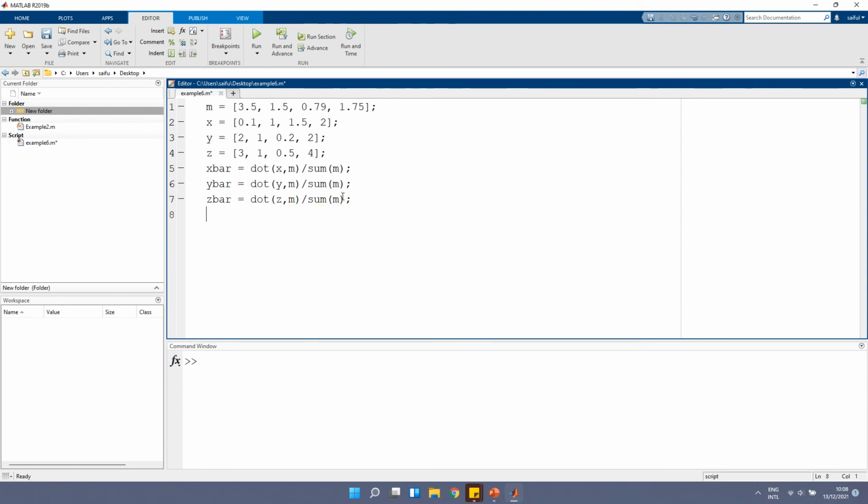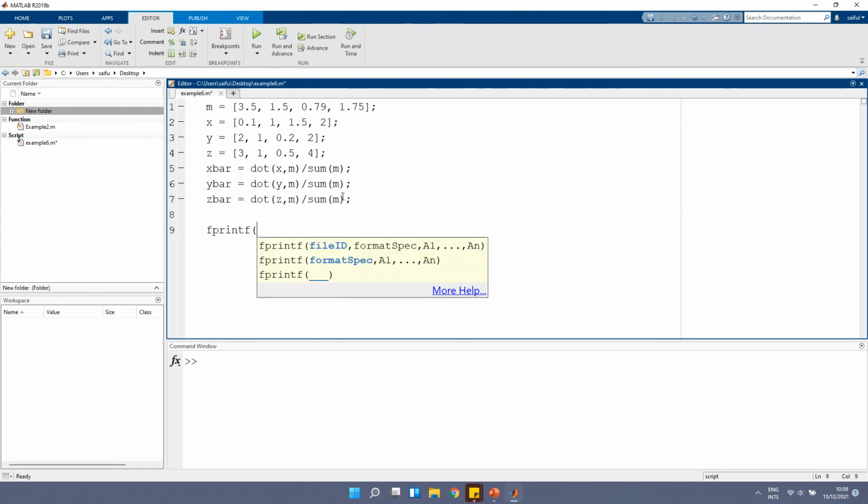Next, we want to make sure that our answer is correct, so you need to print your answer, you need to show your answer. So fprintf. Sorry, this is wrong. You need to have it like this. You need a normal bracket and a square bracket, and you can put it as center of mass, backslash n, new line.